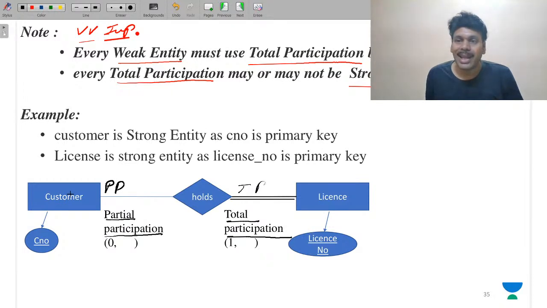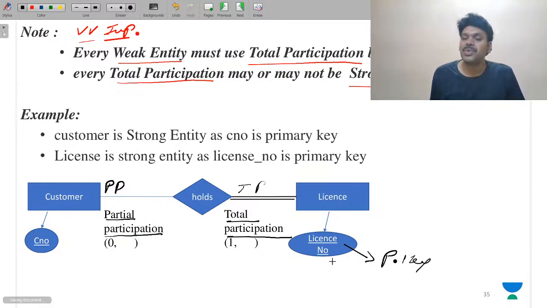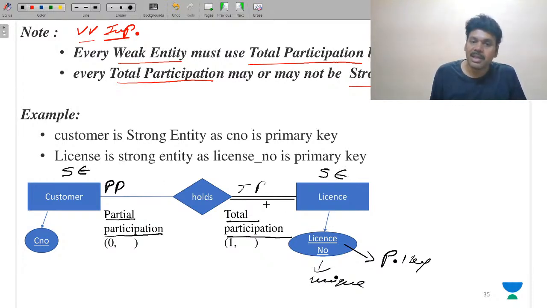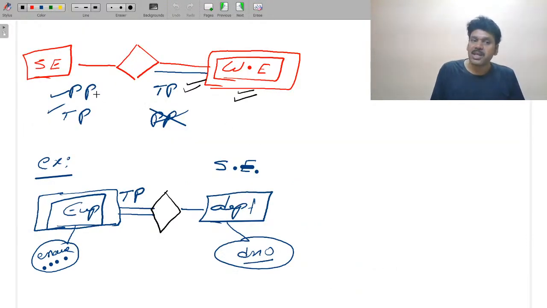But you observe in that case, every license is identified by a primary key. Yes or no? Because license number is unique. Every license number is unique. When I identify a primary key, it is a strong entity. And here also it is a strong entity. But I kept total participation for license also. Why? License depends on customer. So what is the meaning of that? Please understand. Strong entity can use a partial and strong entity can also use a total based on the application. But here, every weak entity must be what?